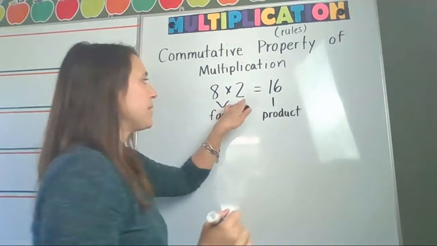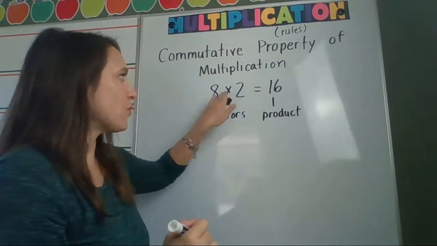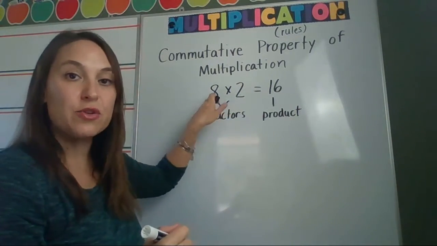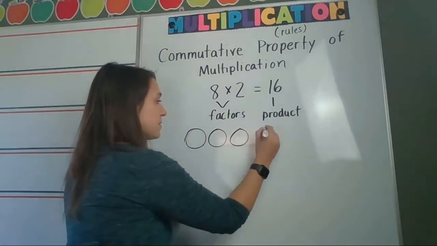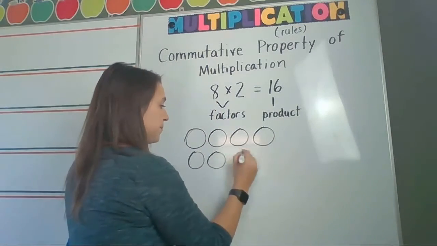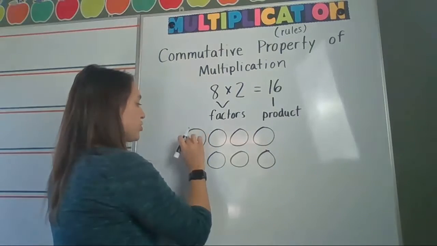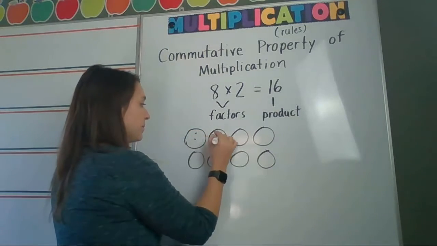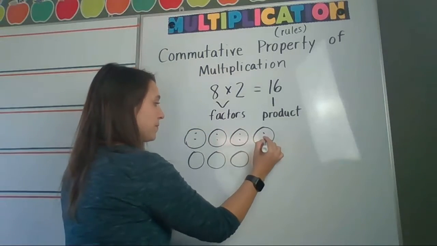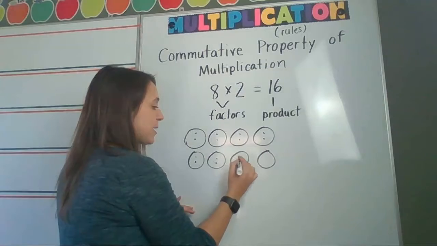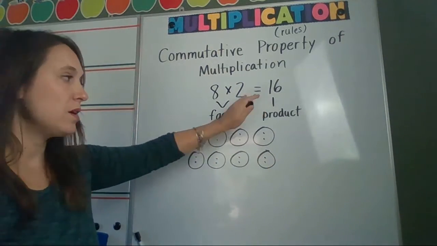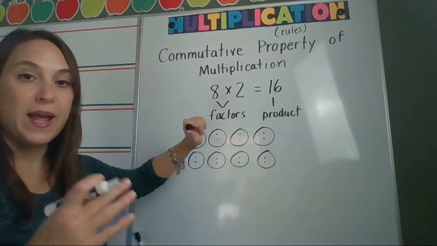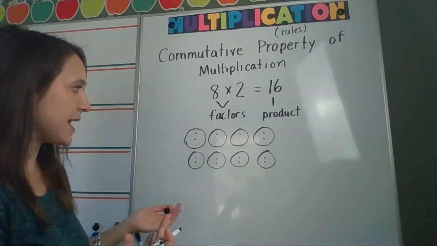So I'm going to show a picture to match this. Remember, I always read this as 8 groups of 2. So I'm going to write that. I have 8 groups, and I'm going to put 2 in each group. If I were to skip count by 2s, I would get 16, and I could also count 8 2 times to get 16 to answer that.